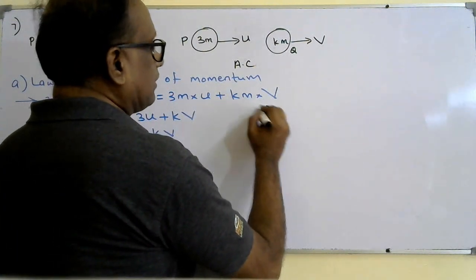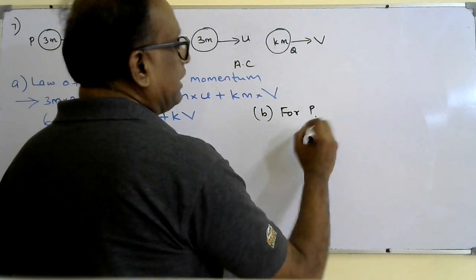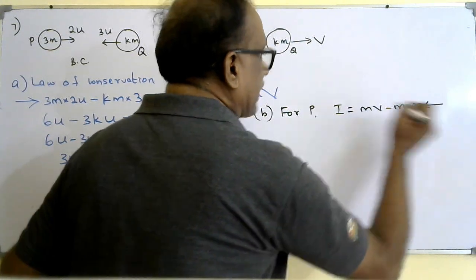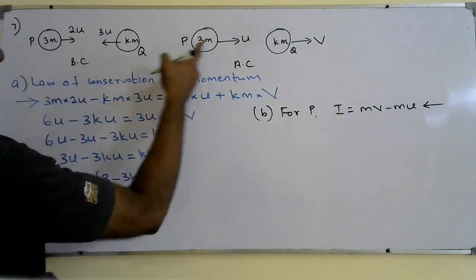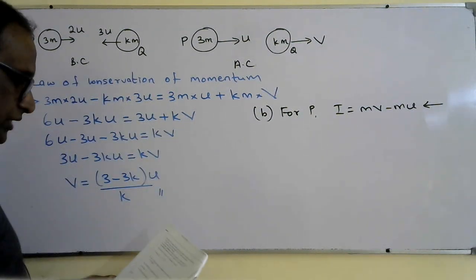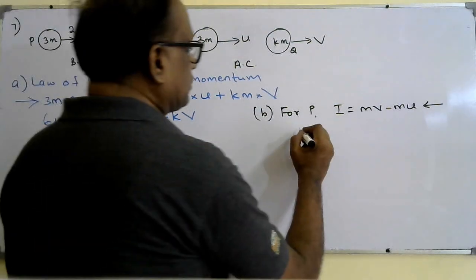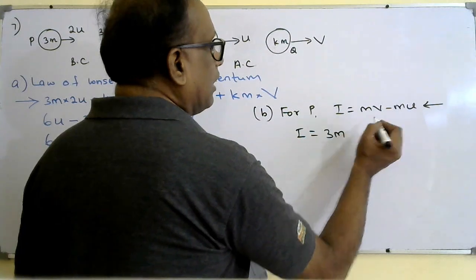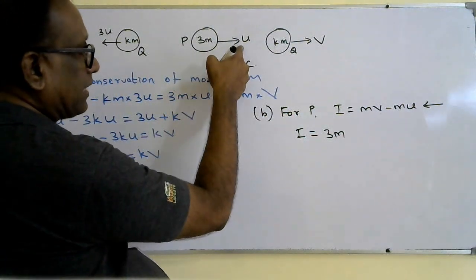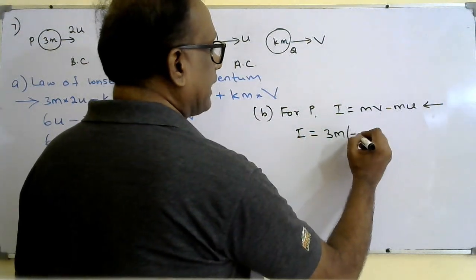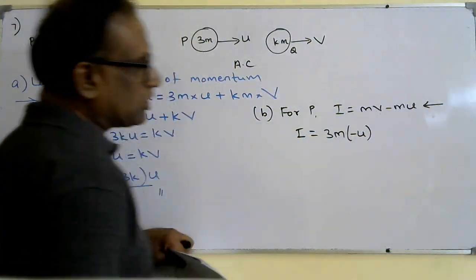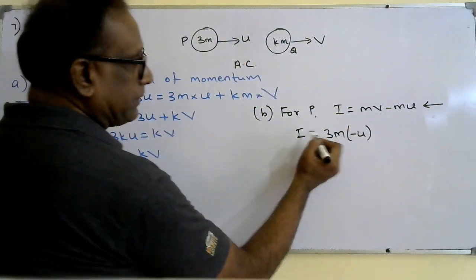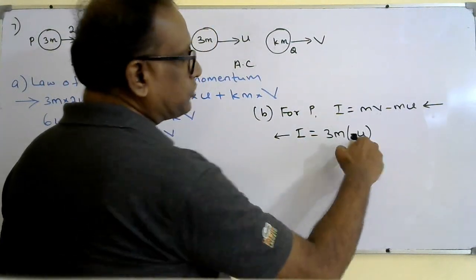So second B part, for P, we know that impulse I is equal to mv minus mu, that will be towards left because according to this diagram, P will experience impulse towards left during collision. So I is equal to mv, so mass of P is 3m, final velocity of P is towards right, but it should be towards left, so I should put minus u, because impulse on P is towards left, final velocity is towards right, so I'm taking towards left in this equation, so I should put minus.